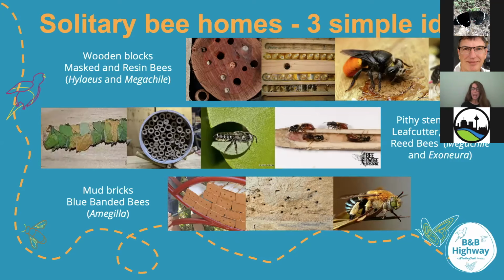The next one down is the leaf cutter, the resin as well, and reed bees, who like to make their home in what we call pithy stem bundles.